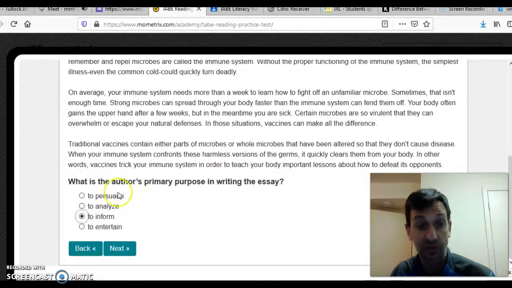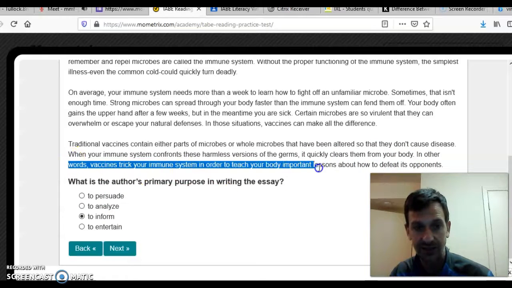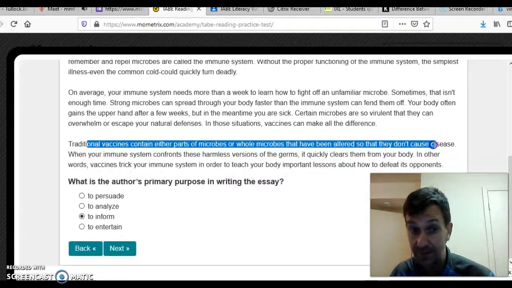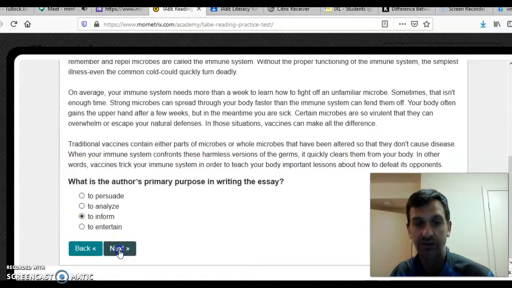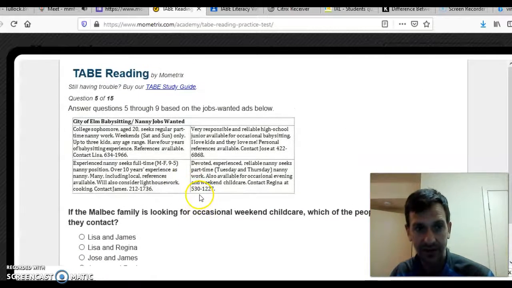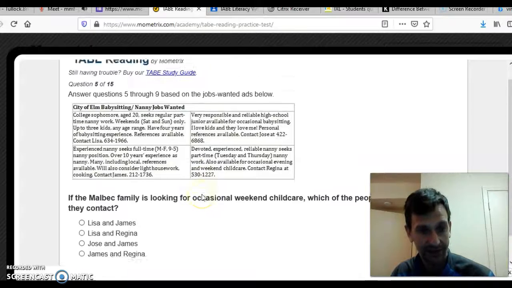He's trying to inform you about it, right? Or is he trying to persuade you? Let's see what it says. In other words, vaccines can trick your immune system to teach your body about a lesson. If he's trying to persuade, is he trying to persuade you to take vaccines? No, he's trying to inform you about them. Okay? All right, this is when we can scan, right?